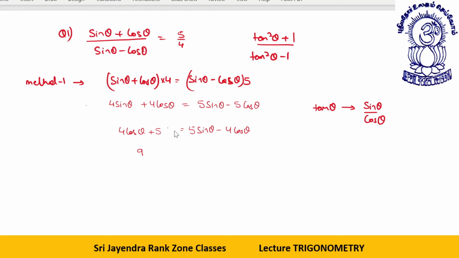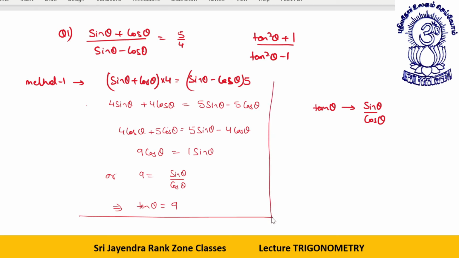So it will be 9 cos theta is equal to 1 sin theta. Or I can say 9 is equal to sin theta divided by cos theta. This implies tan theta is equal to 9. Clear, my dear students? So you have got tan theta is equal to 9. This is one way of doing this question.